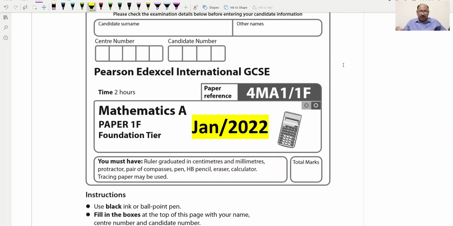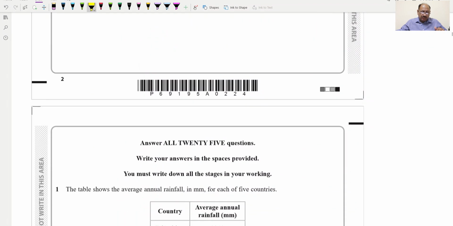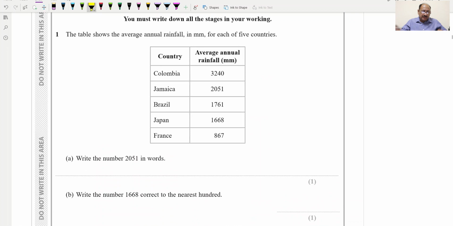Hello everyone. Today we'll be going through Mathematics A Paper 1F. This is Edexcel International GCSE 4MA1/1F, January 2022. Let us move to question number 1. Question number 1 says the table shows the average rainfall in millimeters for each of 5 countries.